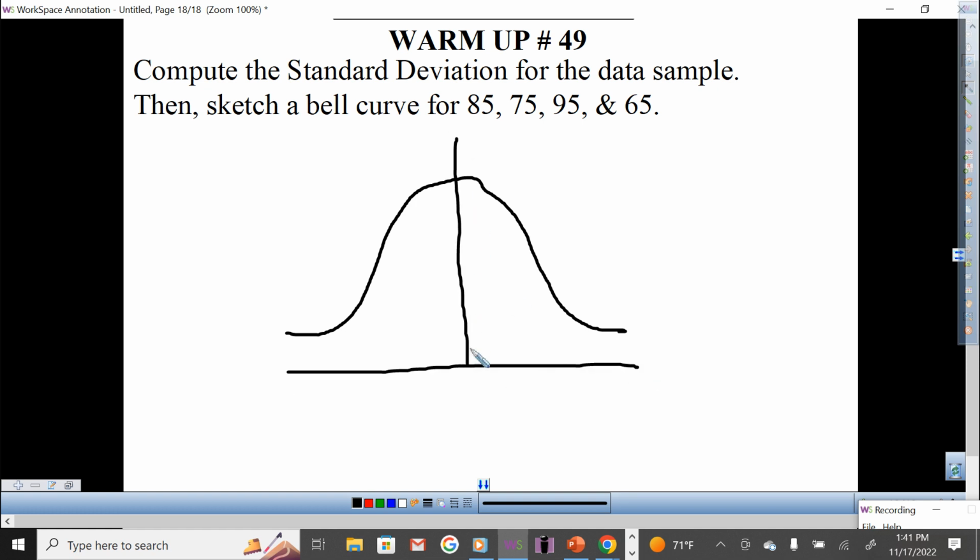Let's see. Mean. What'd you get for the mean, Jess? What was it? 80. Hands if you got 80 for the mean. All right. And then we need standard deviation. Oh, variance. Oh, sorry.